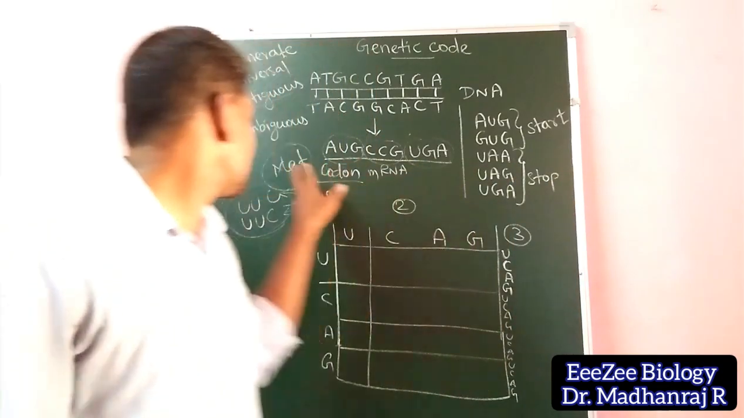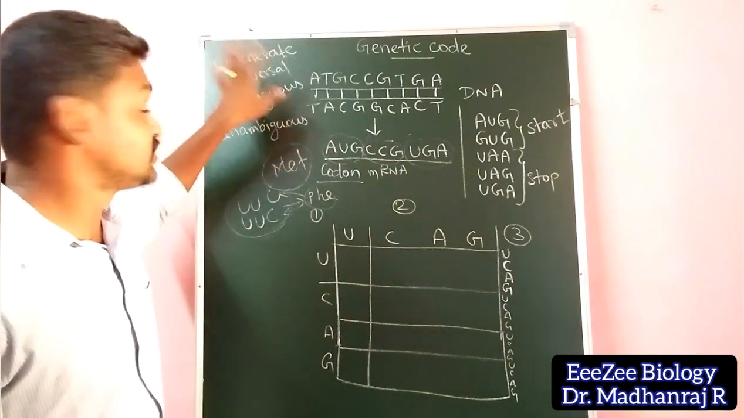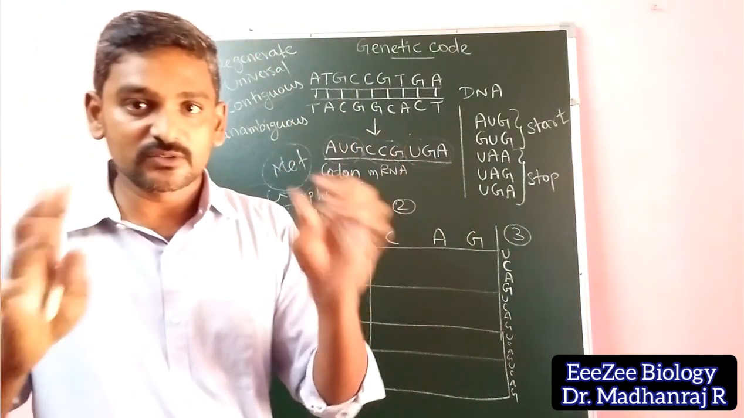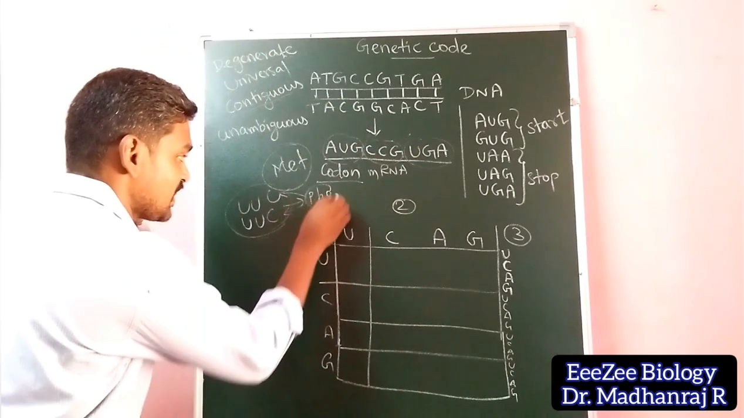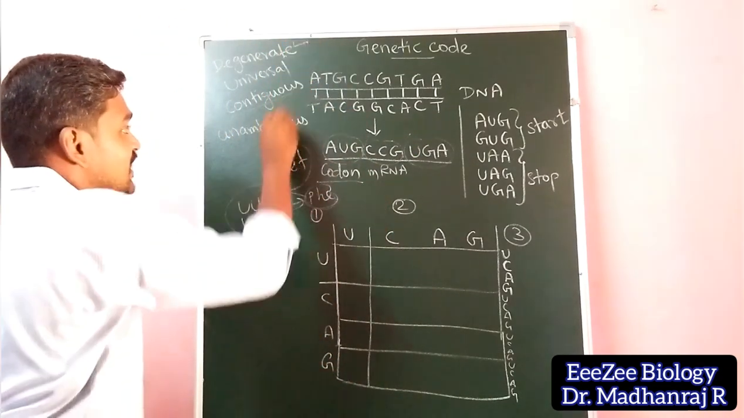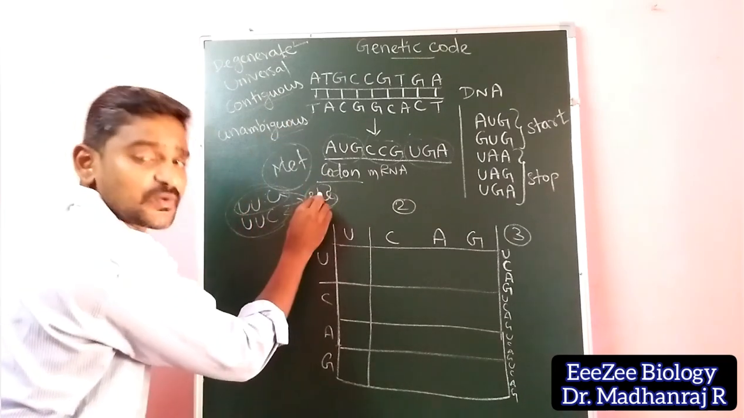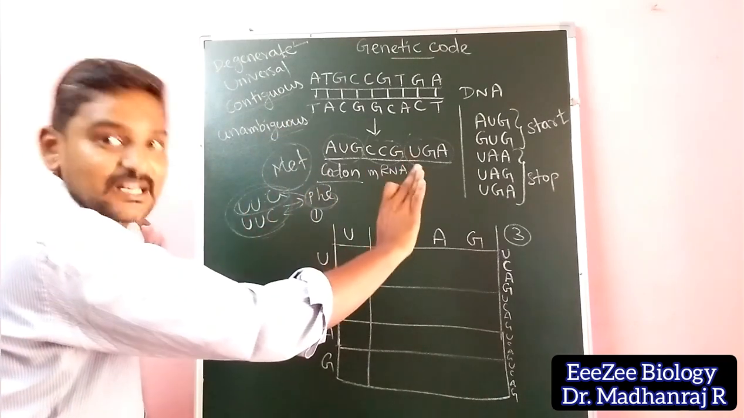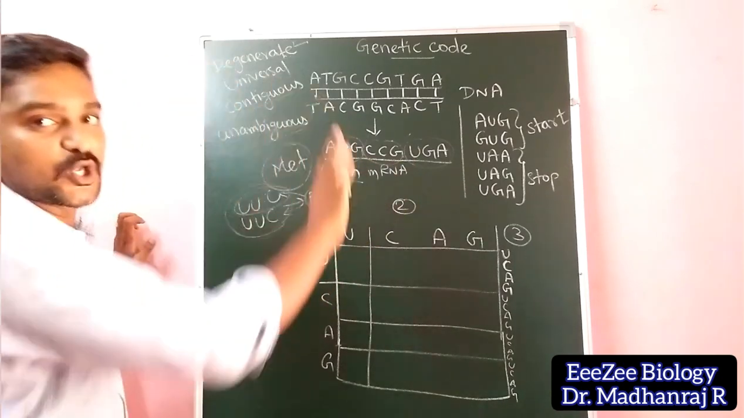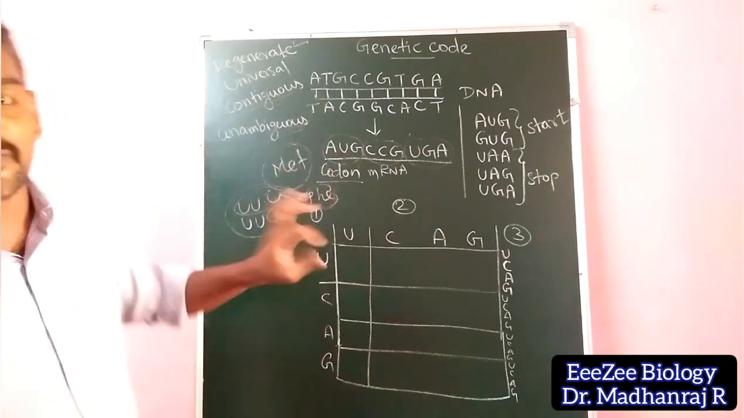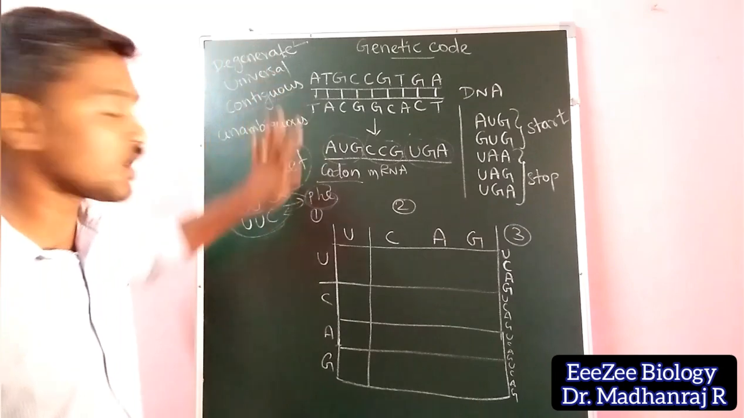That is called degeneracy. Degeneracy means same amino acid, different codons. Unambiguous means this codon will always produce phenylalanine only, and will not produce any other amino acid. That is called unambiguous. You should not confuse this. Definitely a NEET question will be coming based on this.